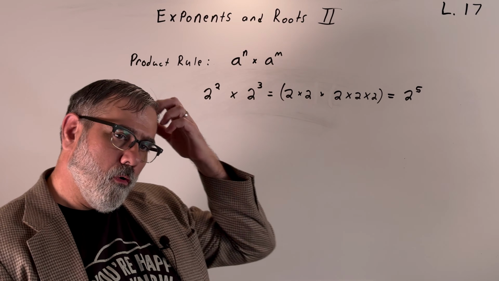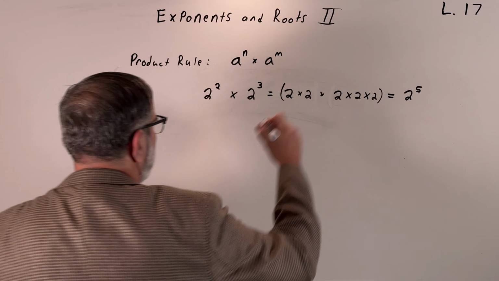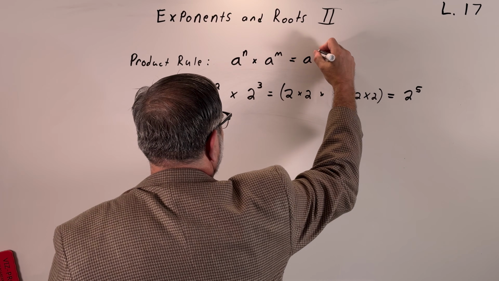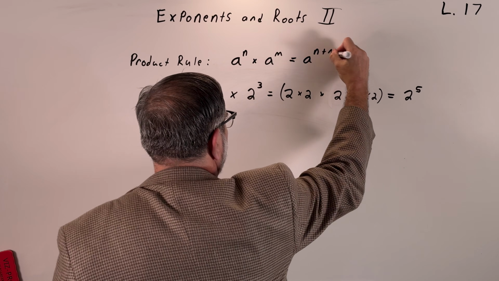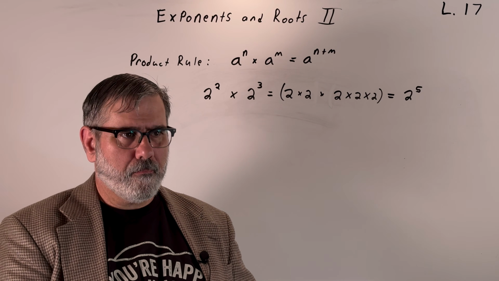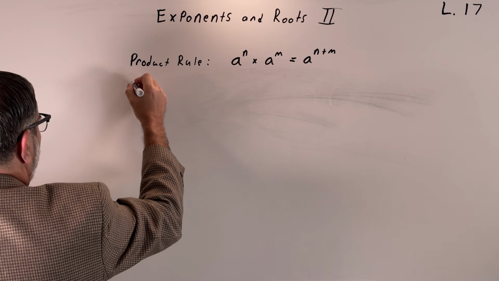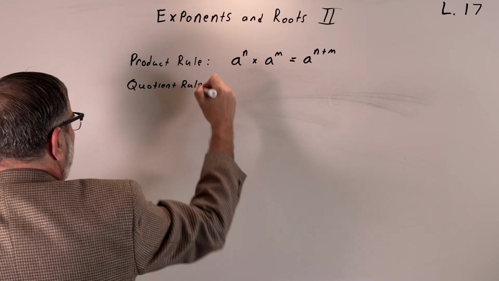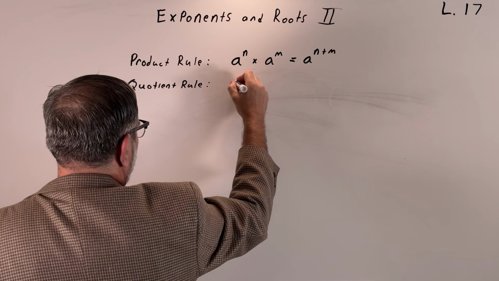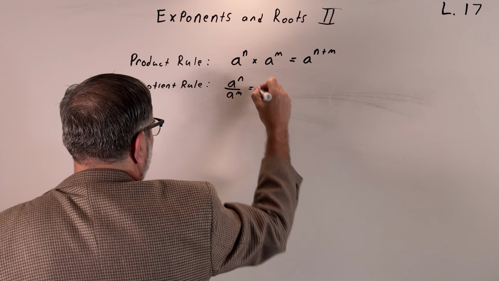It seems that the rule, the product rule rather, for a to the n times a to the m is simply a to the n plus m. We simply add the exponents if the bases are the same. There's also a quotient rule. So in this case, we want to know what do we do if we have a to the n divided by a to the m.